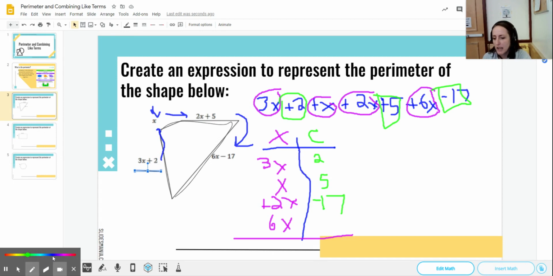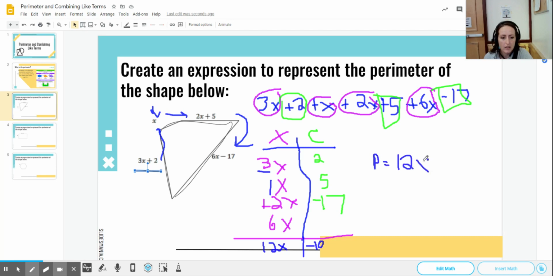Step number 2, we're going to add down. So we have 3 plus the invisible 1 is 4, plus 2 is 6, plus 6 is 12. So we have 12x, and 2 plus 5 is 7, plus negative 17 is a negative 10. So our final answer here would be the perimeter is 12x minus 10. And you've just created an expression for the perimeter of the shape.